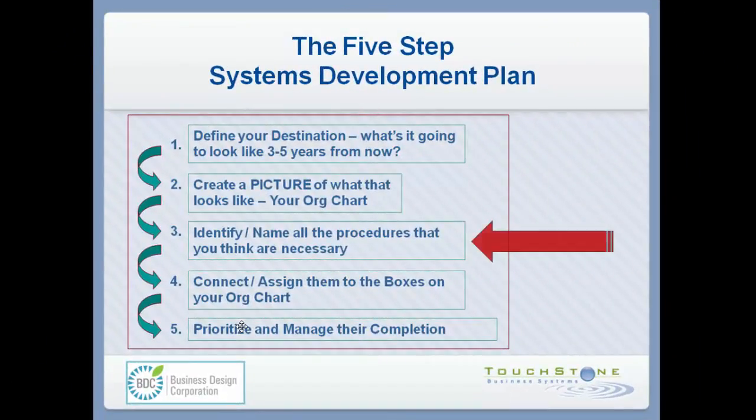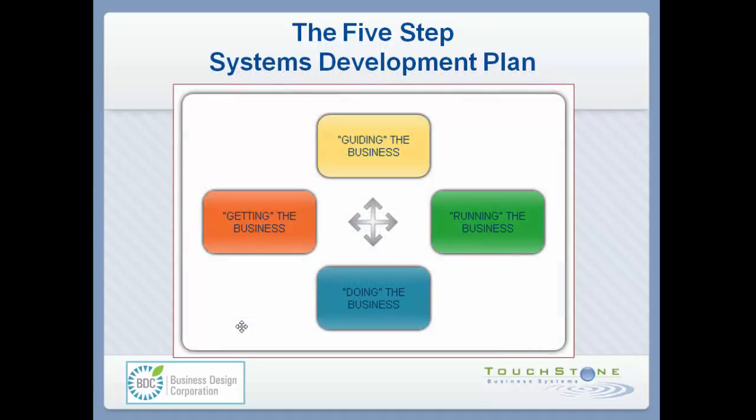Step number 3 is all about naming the processes that you think will be necessary for achieving your vision. In this step, I want you to think about your business in a new way. I want you to rise above the landscape and think of the business as having 4 key functions. Getting the business, these are all of the sales and marketing processes. Doing the business, all of the processes for delivering on the promise made during the sales process. So this would be processes for client fulfillment, production, customer service, all of the processes that directly relate to what you do for your clients.